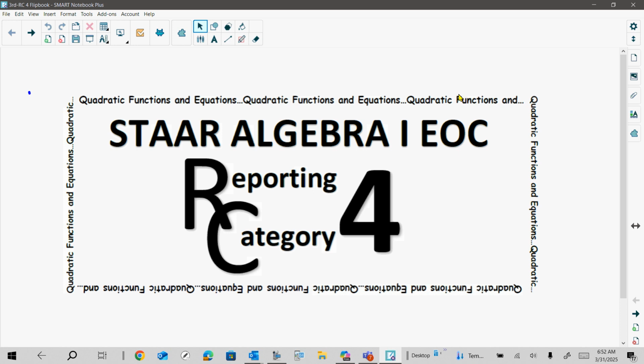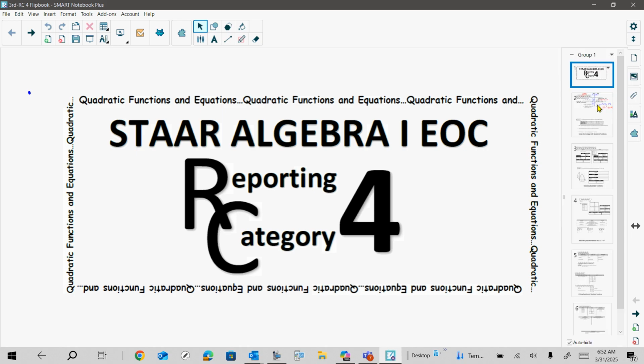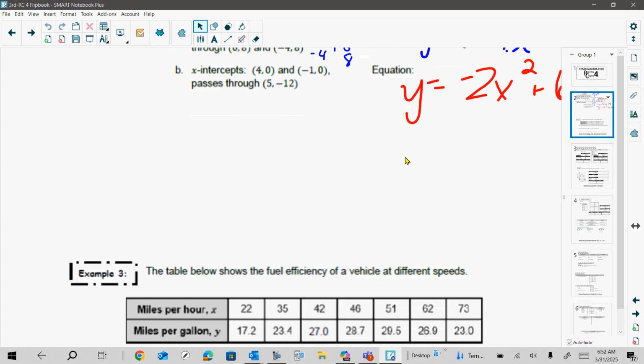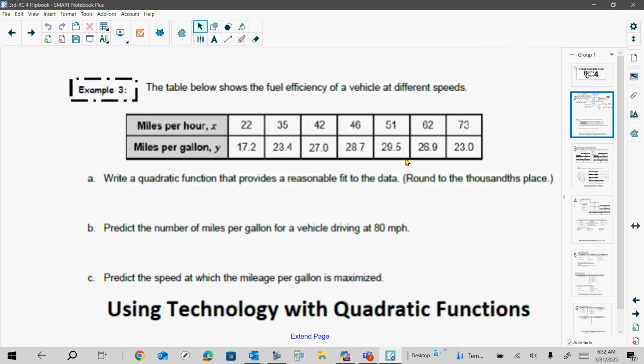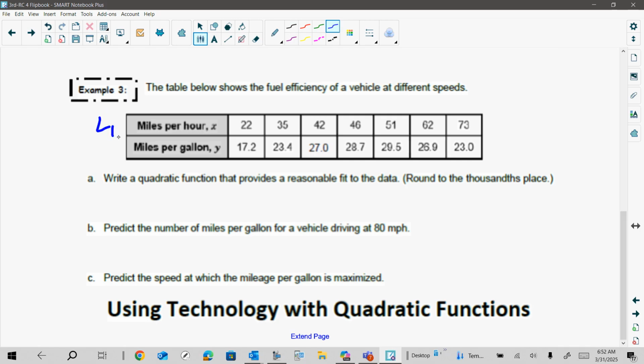All right, guys, we're going to do the next couple tabs in our RC flipbook. So we ended with talking about using our stat to come up with the equation. I wanted you to finish example 3. To recap what you needed to do if you did not do this, X, remember, is your L1 and Y is your L2, okay? So you're going to have to go to stat first.